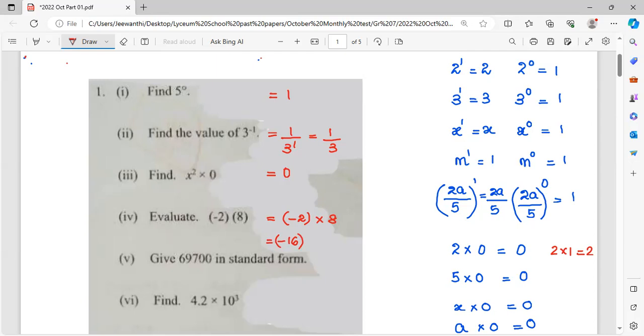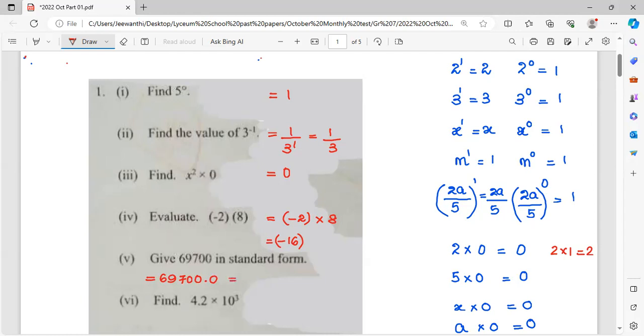Children, can you remember when you have a whole number like this, before writing it in the standard form, we want to find the hidden decimal man. Where you can find the hidden decimal man, children? Here, at the end.